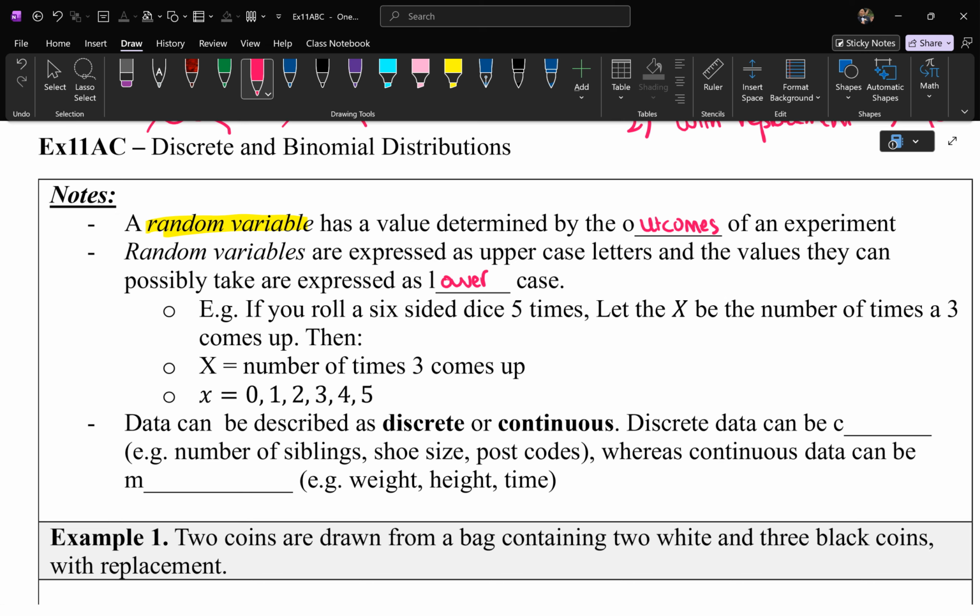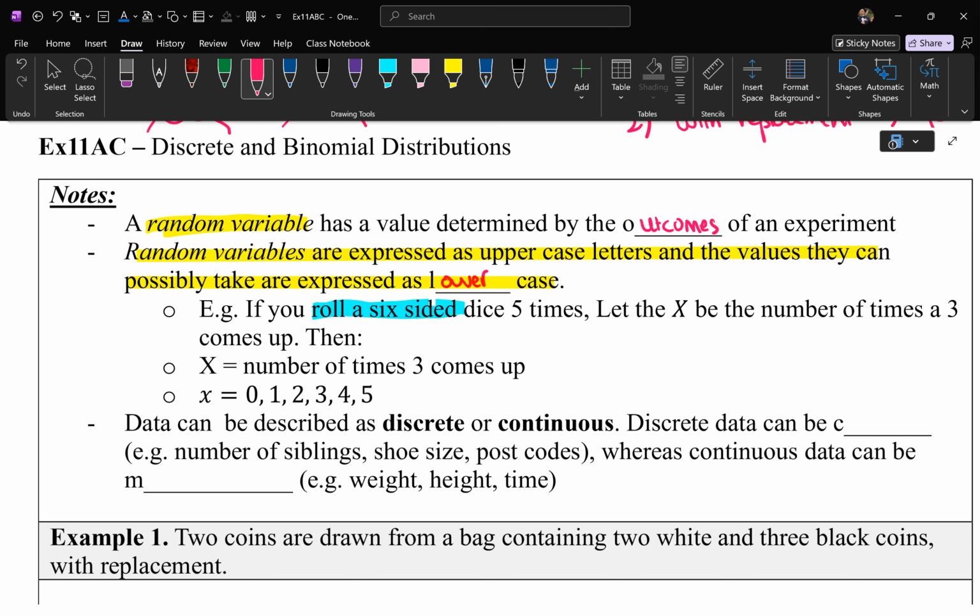So that line there, I'm going to highlight again. This is where students get a bit confused. So I'm going to show you what it looks like, so then you can make sense out of it. Capital letters represent what you're actually looking at. Lower letters represent, well, what is it going to equal to? So here's an example. If you roll a 6-sided dice 5 times, and then I use a capital letter. So you notice I'm using a capital letter. I say, let X be the number of times a 3 comes up.